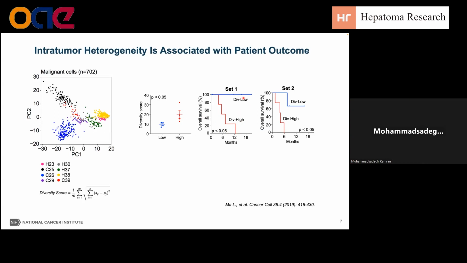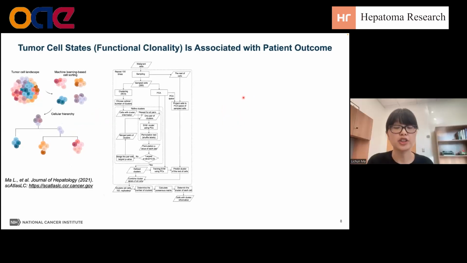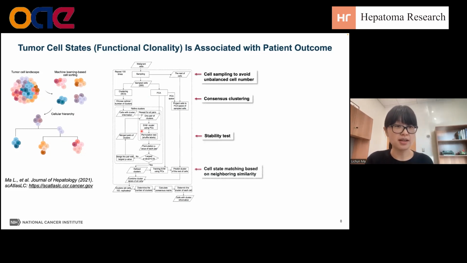We further studied intratumor heterogeneity by defining tumor cell states in order to reflect the tumor functional clonality. This is based on the concept that tumor cells are organized in a hierarchical manner. The algorithm to define tumor functional clonality is mainly composed of 5 modules, including cell sampling to avoid unbalanced cell number, the use of consensus clustering to identify cells with similar transcriptome, the incorporation of a stability test, the use of neighboring similarity search to map cells to all corresponding clusters, as well as an iteration of the whole process 100 times to identify stable tumor functional clones.